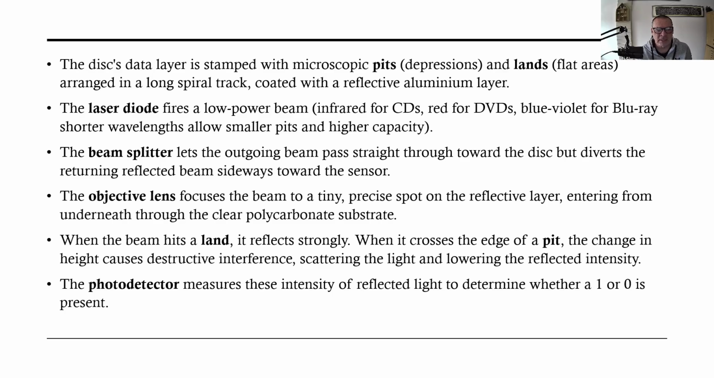When the beam hits a land, it reflects strongly. When it crosses the edge of a pit, it causes a change in the light interference pattern. So we can tell the difference basically as we're moving across the disk. And the photodetector measures those differences, measures the intensity, and determines whether a 1 or 0 has been present.